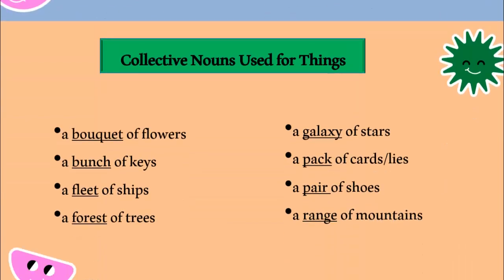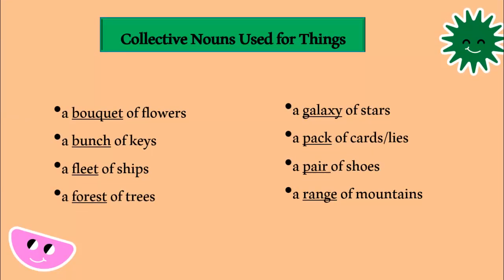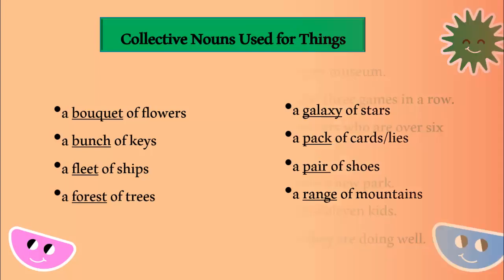Here are common collective nouns used for things: a bouquet of flowers, a forest of trees, a pack of lies, etc. So it means we can use collective nouns for physical objects as well as for abstract ideas, as lies are abstract and intangible. Let's move to their usage.